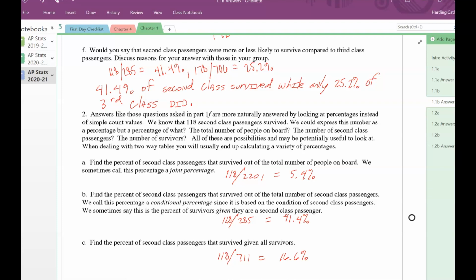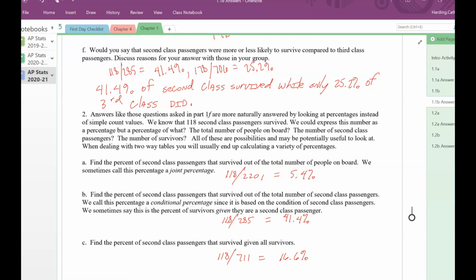This is called a joint percentage. We are looking at meeting the criteria of being a second-class passenger and surviving and seeing what that percentage is out of the total number of passengers on the Titanic. As opposed to part B, which is called a conditional percentage.